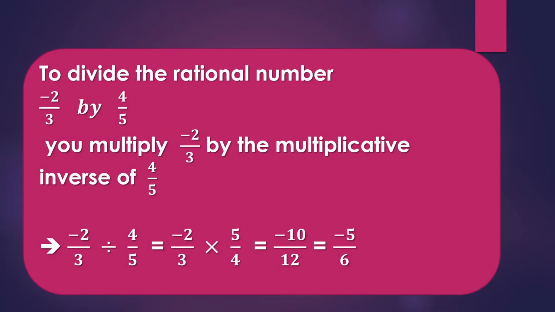To divide two rational numbers, negative 2/3 by 4/5, you multiply negative 2/3 by the multiplicative inverse of 4/5. The multiplicative inverse of the number is the reciprocal of the number. The inverse of 4/5 will equal 5/4. So negative 2/3 divided by 4/5 will equal negative 2/3 times 5/4, which is equal to negative 10/12, and in the simplest form it will be negative 5/6.